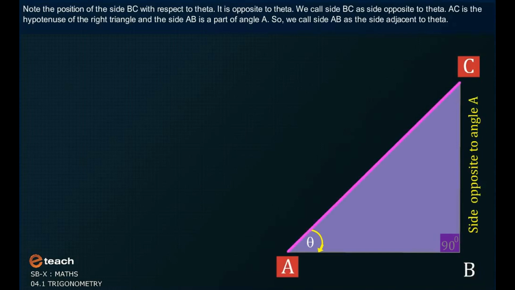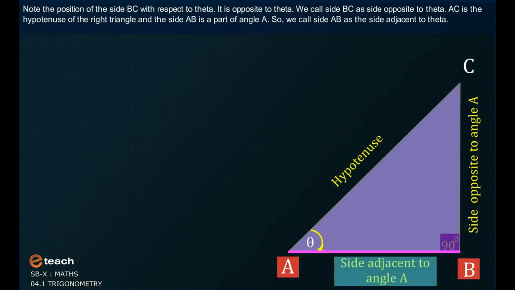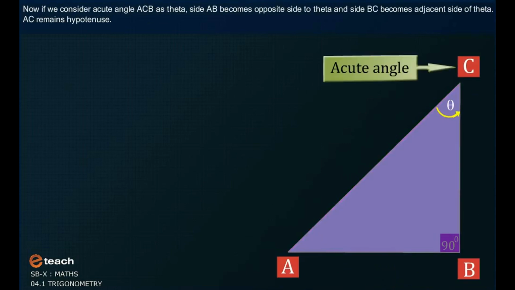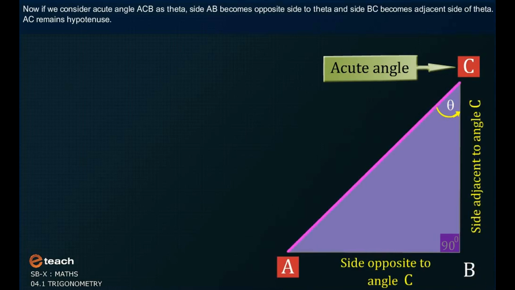AC is the hypotenuse of the right triangle and the side AB is a part of angle A. So, we call side AB the side adjacent to theta. Now, if we consider acute angle ACB as theta, side AB becomes the opposite side to theta and side BC becomes the adjacent side of theta. AC remains the hypotenuse.